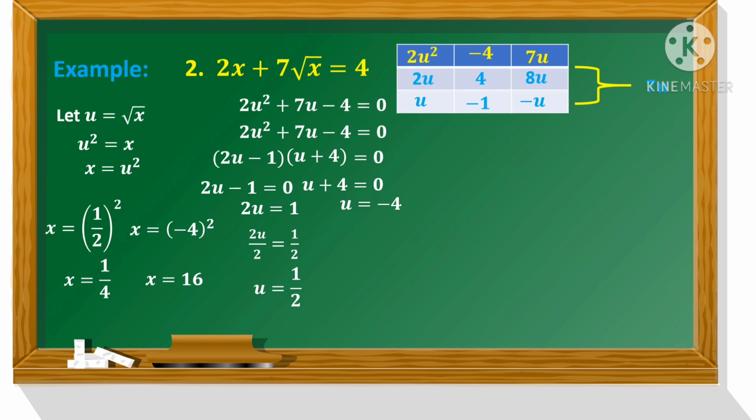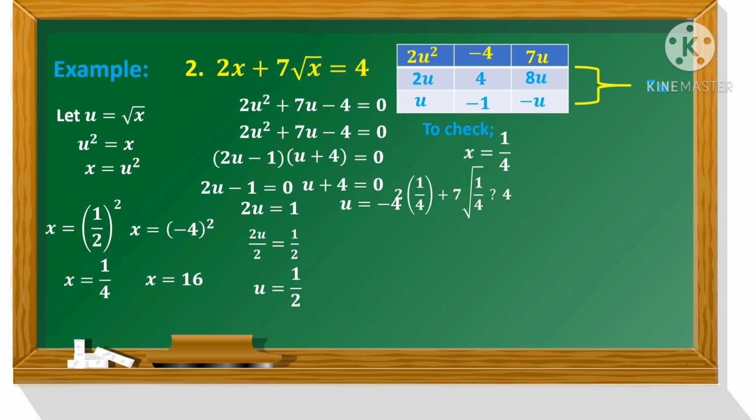So therefore, the values of x are 1/4 and 16. But we need to verify if this is really the correct solution set of the given equation. So we are going to use 1/4 first. We'll replace all the x in the given equation. So this one will be replaced by 1/4 and 1/4.